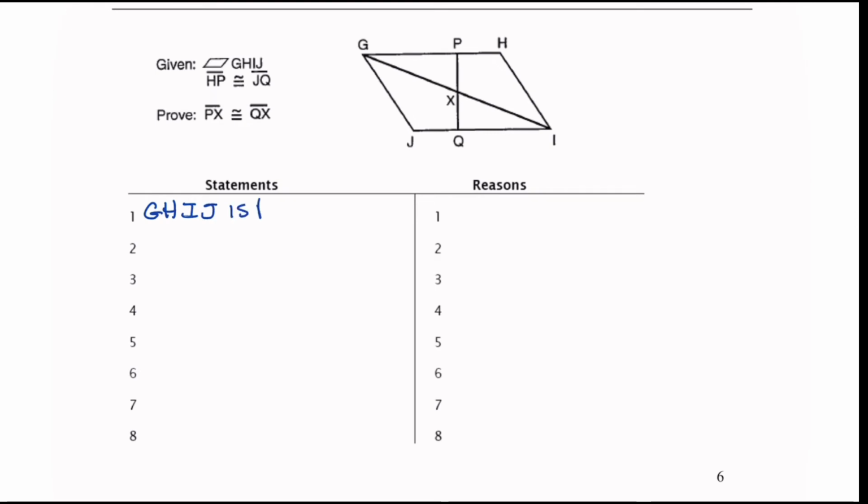EHIJ is a parallelogram. Next is that we're going to see what other information is. So some people like to write all the given information first. So maybe I write that HP is congruent to JQ, and that also is given. So I want to mark that on my diagram as well. So HP is this little guy right there, and that's congruent to JQ, which is that little guy right there. So this guy and this guy are the congruent pieces right now.